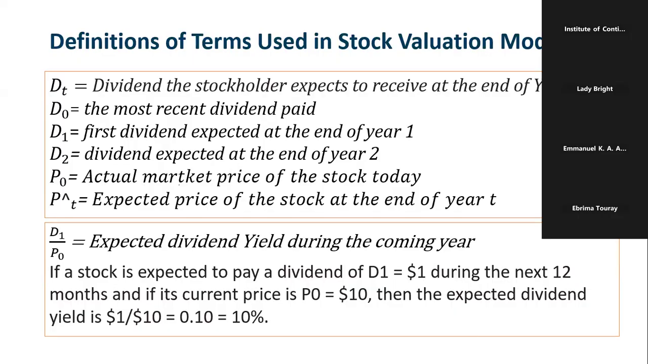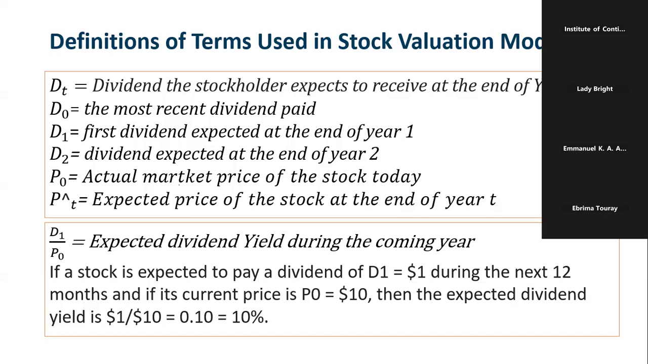D0 is the most recent dividend paid today, or the last dividend that has been paid by the company. D1 is the first dividend expected at the end of 1 year. So if you are standing at D0, D1 will be the dividend you will receive at the end of 1 year. D2 will be the dividend expected at the end of year 2.